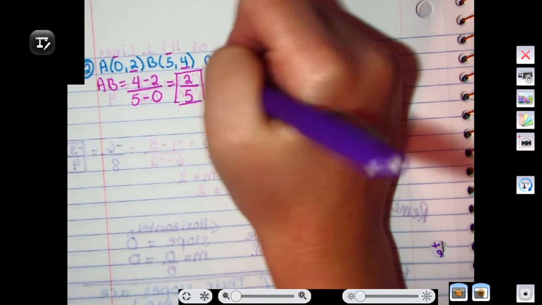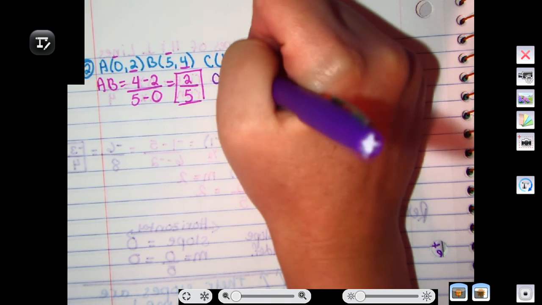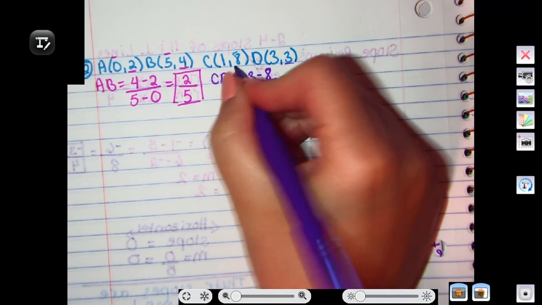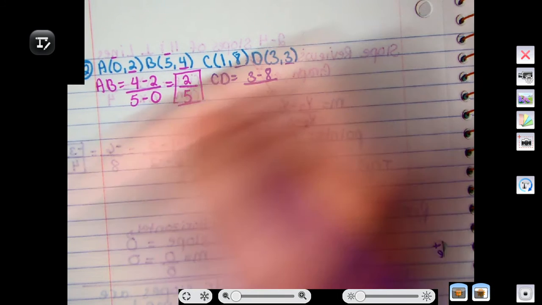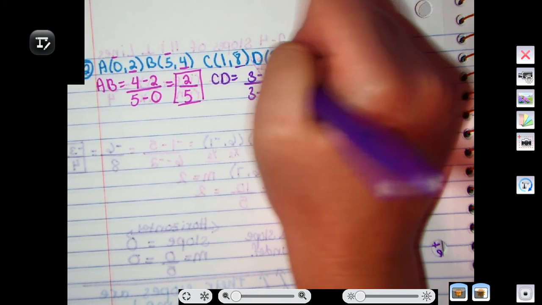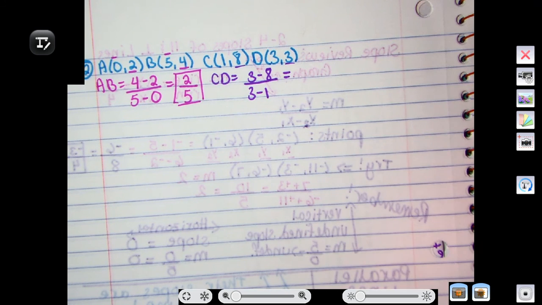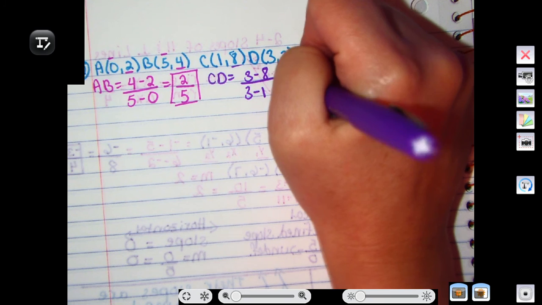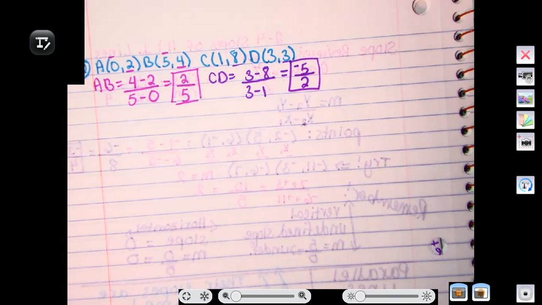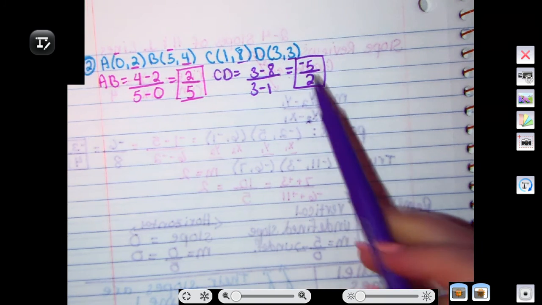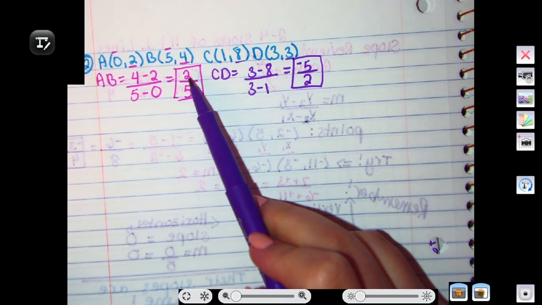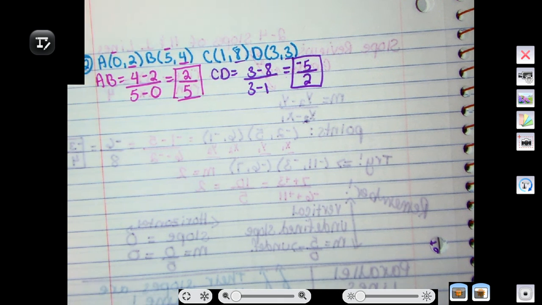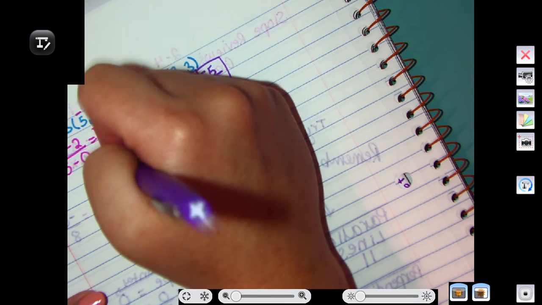So now for CD, 3 minus 8, that's my y values, over 3 minus 1. So 3 minus 8 gives me negative 5, and 3 minus 1 gives me 2. So let's look at my slopes and see how they compare. Well, they're not the same, but look, they're negative reciprocals. So 2/5, you flip it, it's 5 over 2, and then it's negative. So it's the opposite sign. So these lines are perpendicular.